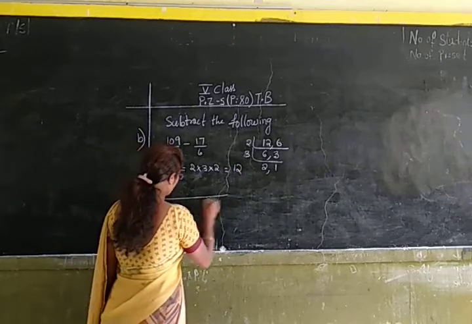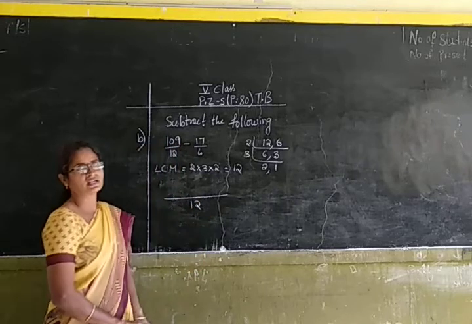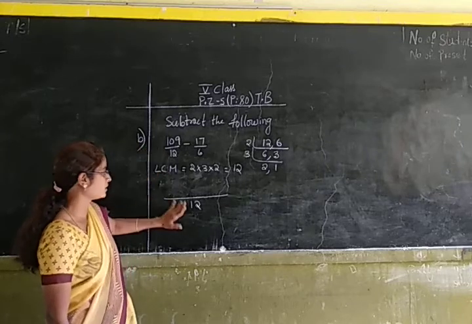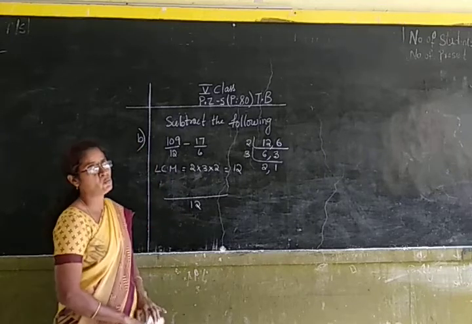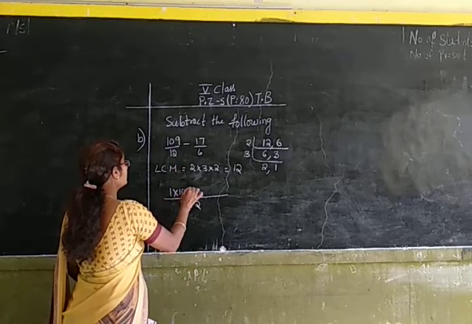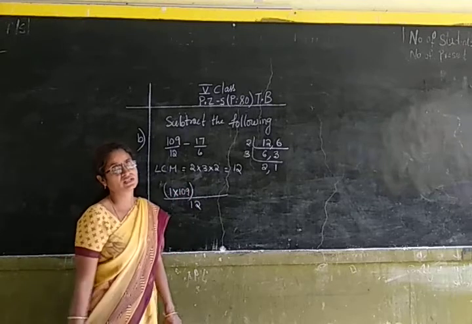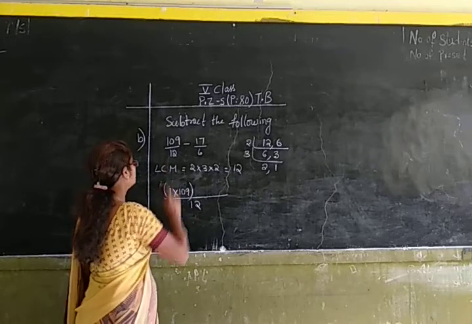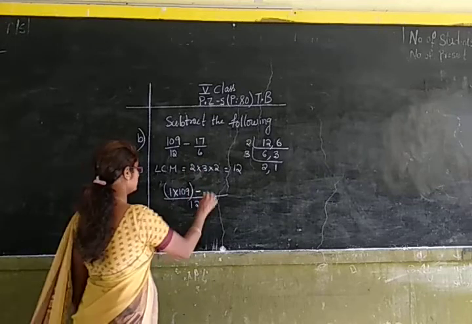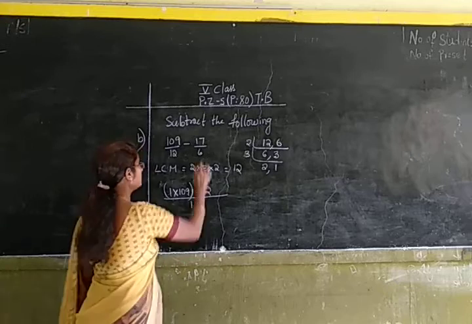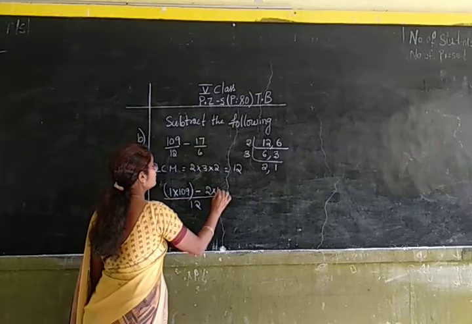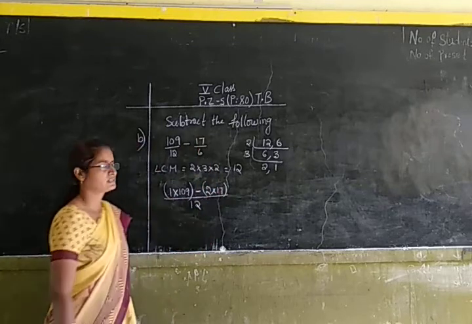Now let us write down the 12 as the denominator. Now let us check how many times 12 goes in 12. 12 goes in 12 1 time. So 1 into the numerator. Here the numerator is 109. So we have to multiply 1 with the numerator, minus, 6 goes in 12 how many times? 2 times. 2 into the numerator. Here the numerator is 17.